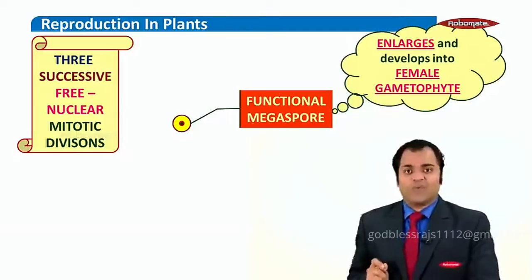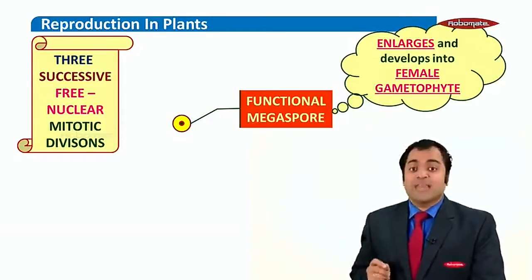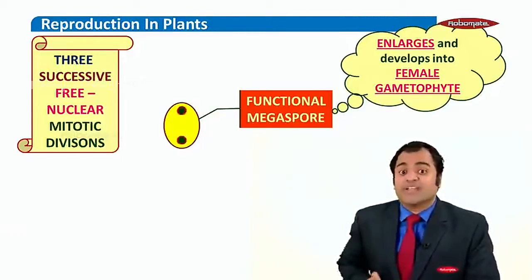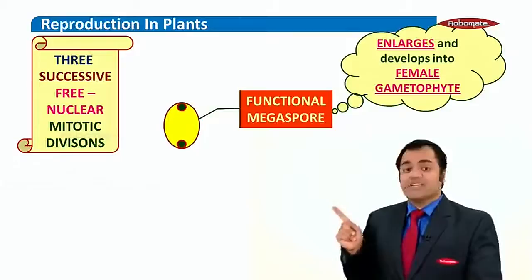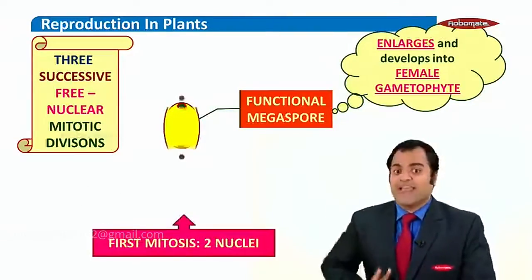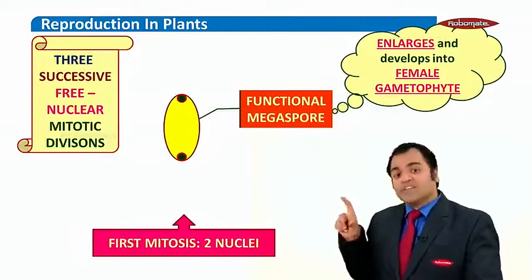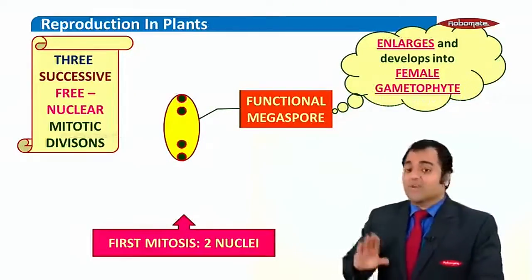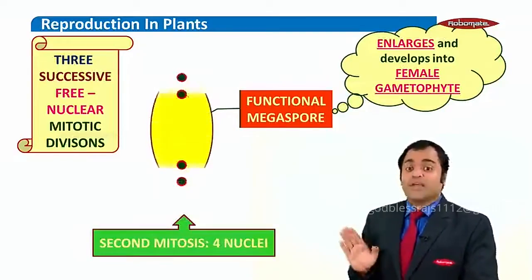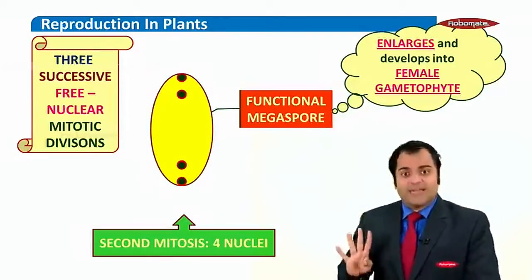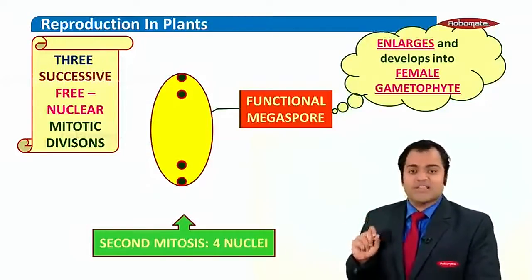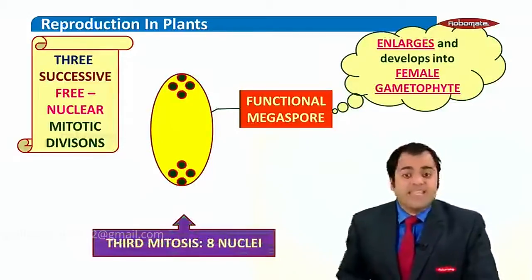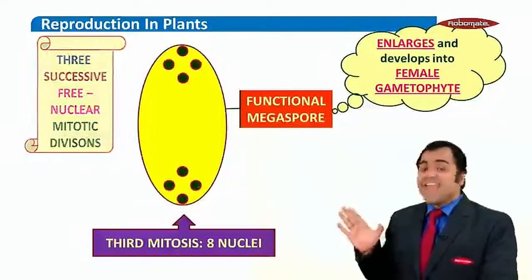Let us see how. So what will happen? This megaspore will enlarge, and after it enlarges, it will undergo the first mitotic division. Now the first mitotic division will end up giving you 2 nuclei, right? The cell will further enlarge, and now it will undergo the second mitosis. After undergoing the second mitosis, what will happen? You will end up with 4 nuclei and the cell is further going to be enlarged. Finally, there will be a third mitotic division, and what you will see basically is formation of 8 nuclei.